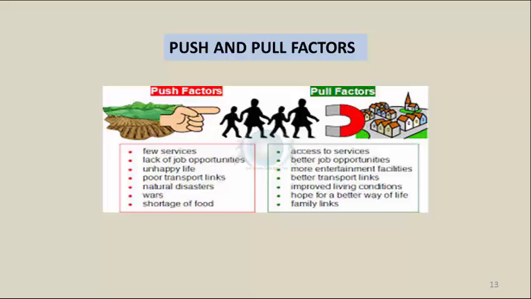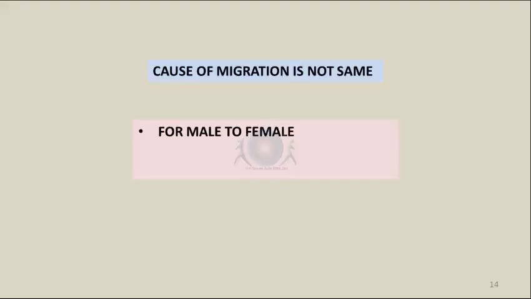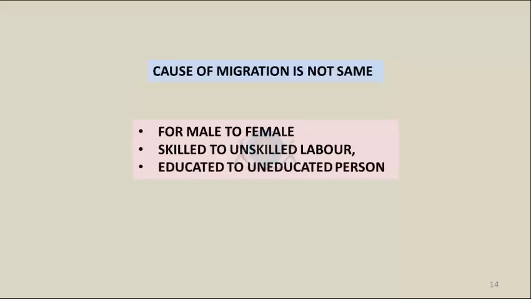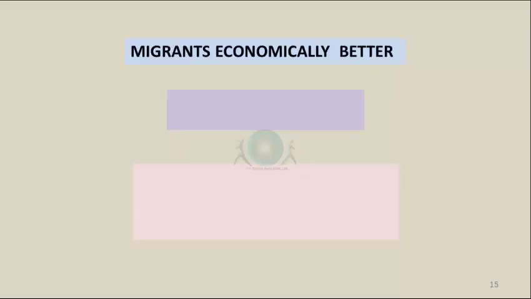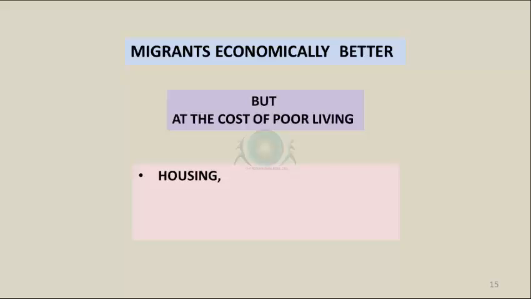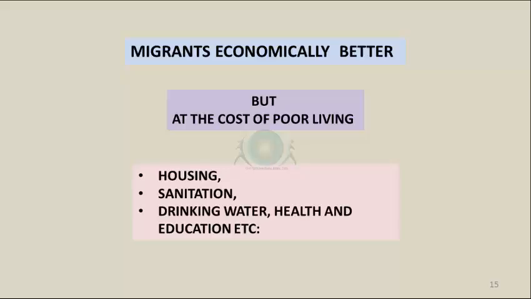factors taken together. But various research works carried out by scholars from time to time have pointed out that the cause of migration is not the same for male to female, skilled to unskilled, or educated to uneducated person. Migration in India precisely depends on other characteristics of demography also. Although migrants in Indian cities are economically better off, they suffer from poor living conditions in terms of housing, sanitation, drinking water, health and education, etc. And this has created a lot of problems at the urban centers.